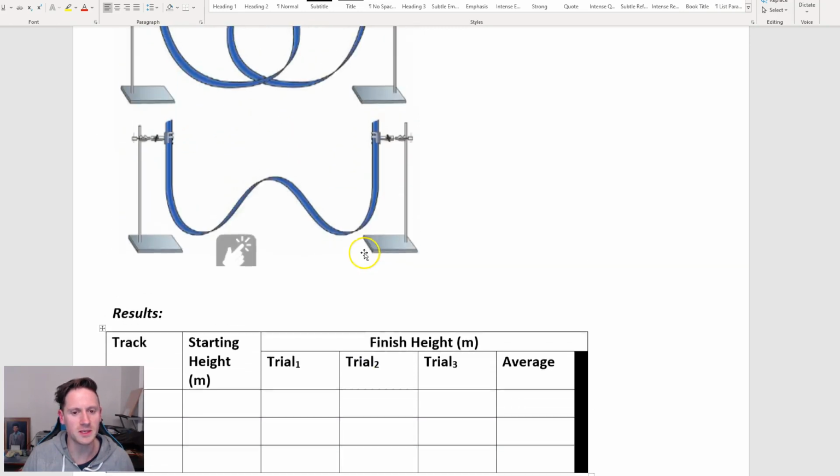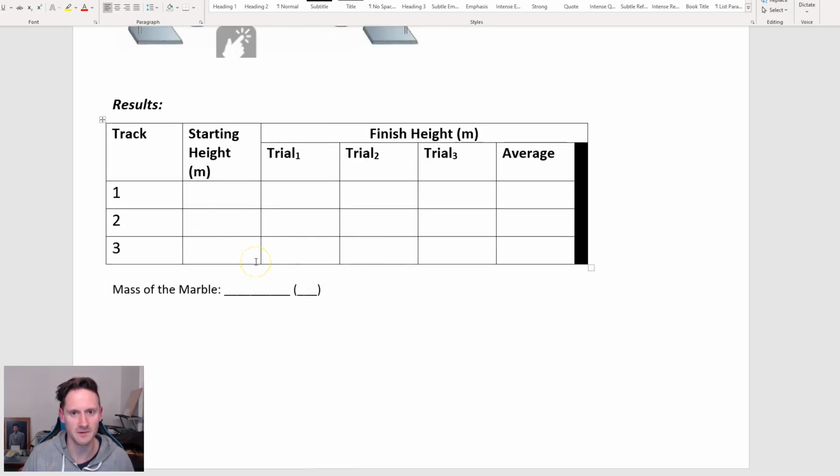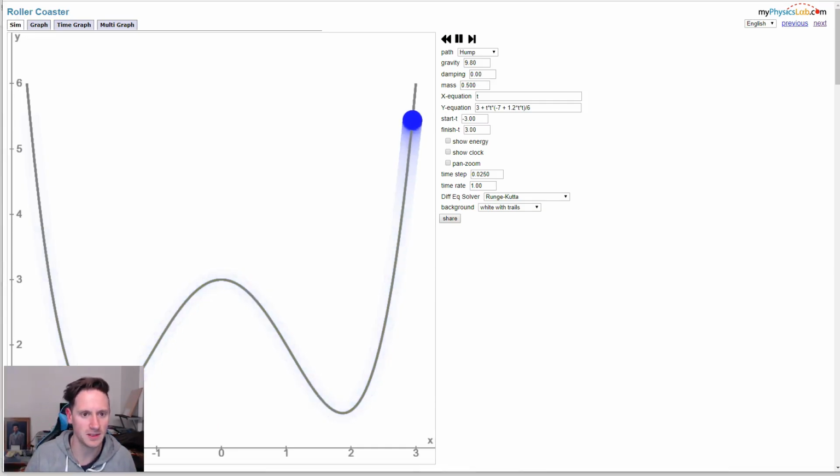So if you did this in class, you'll have some data filled in here. And if you don't, I'm going to show you a way that you can collect some data. So this is your starting height in meters. And I'm going to collect some data using a website. If you've collected data, you might want to skip this part because you won't need to do it.